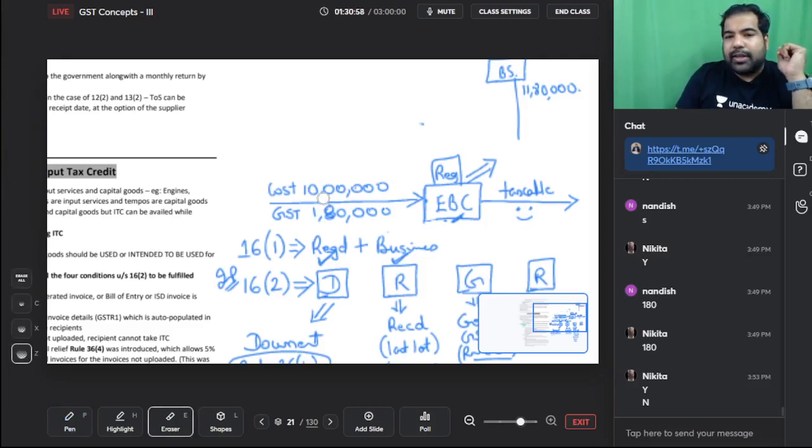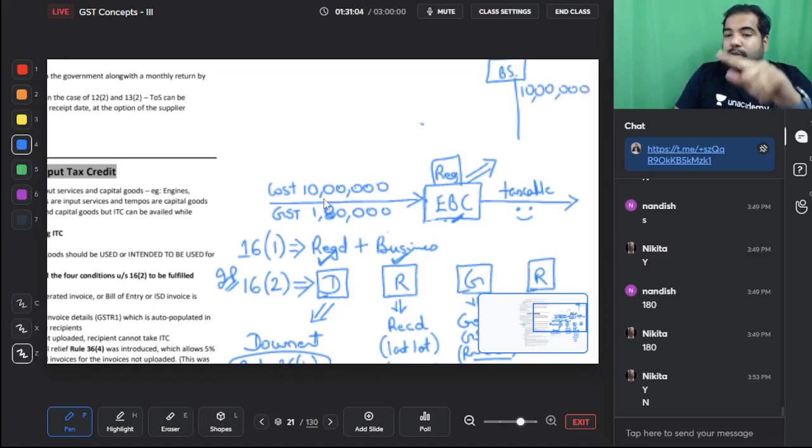But what if I only take 10 lakh rupees here? Then no problem. You've only taken 10 lakh here. So then you can take credit of that 1,80,000. So this 1,80,000 will travel only to one place, either to the balance sheet and you can take depreciation, or you can take direct credit.